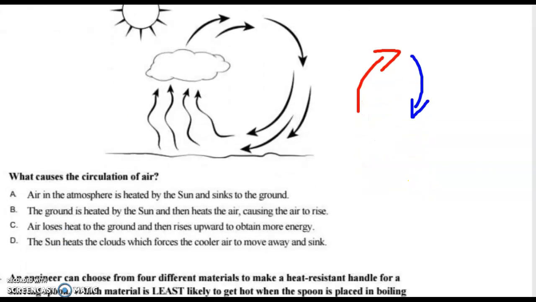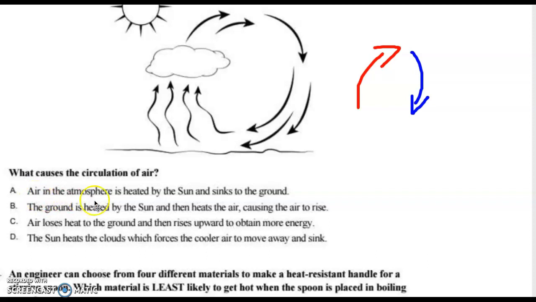What causes the circulation of air? Air in the atmosphere is heated by the sun and sinks to the ground. Does heated air sink to the ground? No. The ground is heated by the sun. That heats the air, causing the air to rise. We talked about that with what happens during the day. It'll definitely be in weather. Sea breeze and land breeze.